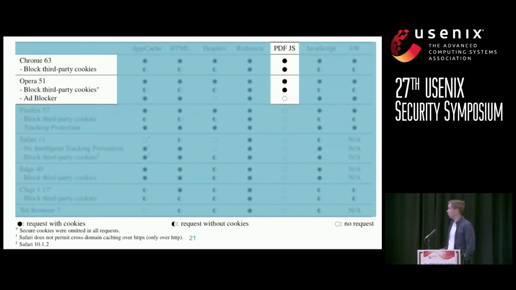This one, for example, shows us that Chrome and Opera are the only browsers that allow you to initiate cross-site requests by JavaScript embedded in a PDF. And what's interesting is that it even bypasses their own built-in option to block third-party cookies.